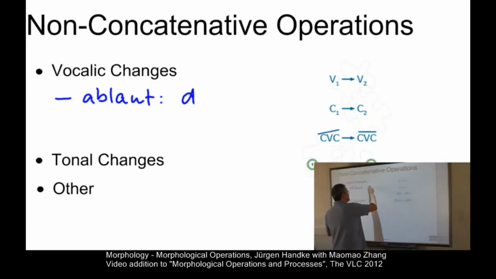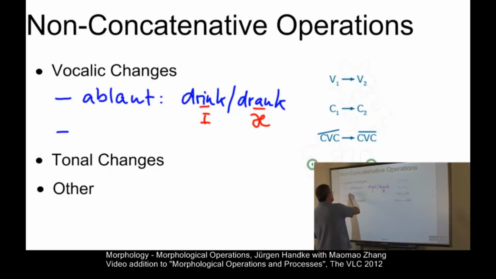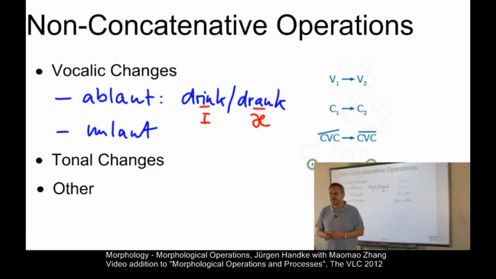In English, we have verbs like drink, and the past tense form is drank. Now, this is a typical vocalic change where the I is changed into A. By the way, the same can be used for German, where we have ich trinke, I drink, versus ich trank. So this is an ablaut. Other changes which we do not want to exemplify here is the so-called umlaut, which in English cannot be found anymore, at least not in the synchronic analysis of English as it stands now. But in the past, in Old English, there were many cases of umlaut.